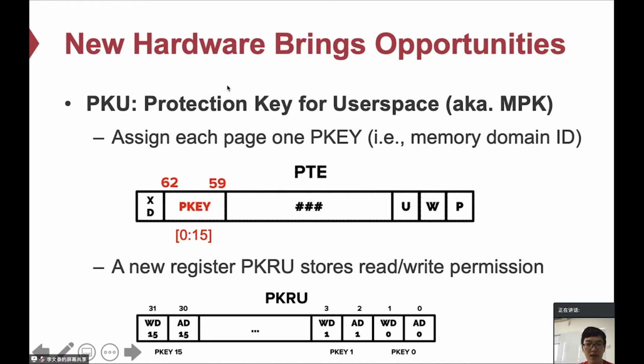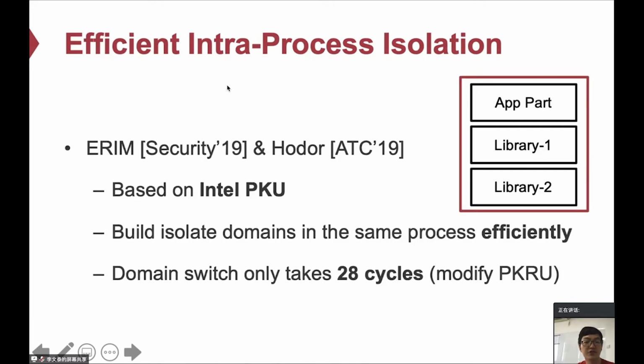This feature also adds a per-CPU register named PKRU. It marks the read/write permission on different memory domains. A thread can change its read/write permission on different domains by directly modifying this register instead of modifying page tables. This feature has been exploited by prior work to achieve efficient intra-process isolation.